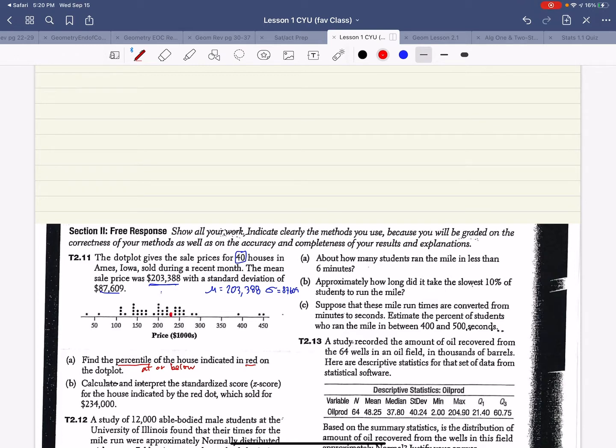So it says make sure that you find the percentile of that. So we're going to count them. How many are at or below him? So that'd be 1, 2, 3, 4, 5, 6, 7, 8, 9, 10, 11, 12, 13, 14, 15, 16, 17, 18, 19, 20, 21, 22, 23, 24, 25, 26, 27. So there's 27 dots at or below him. So there's 27 out of 40. So that would be his percentile.